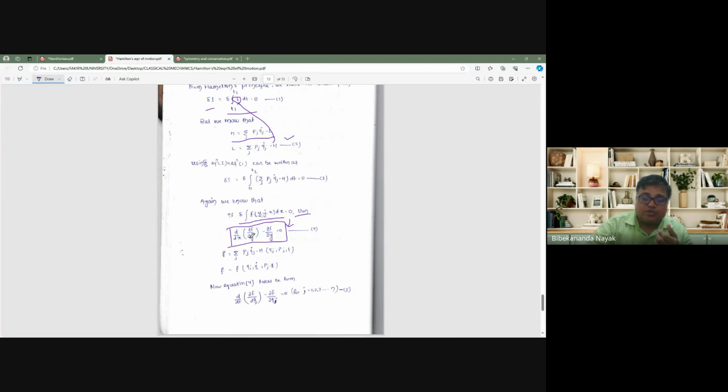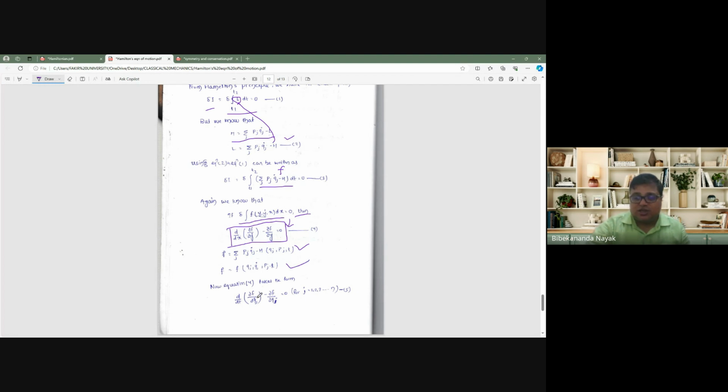In general form, if it is qj, qj dot, we call it the Euler equation, Lagrange's equation. If it is in x, y, other variables, we call it the Euler-Lagrange equation. So if it is zero, then it satisfies the Euler-Lagrange equation. Since here it is zero, and f is this one, it satisfies the Euler-Lagrange equation. That is, f is a function of qj, qj dot, pj, t.